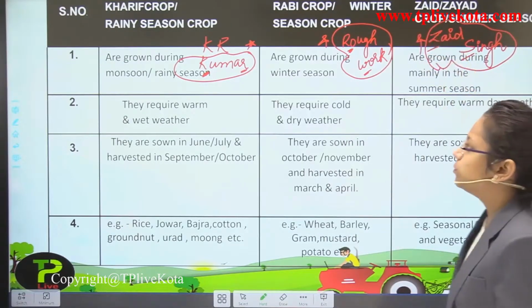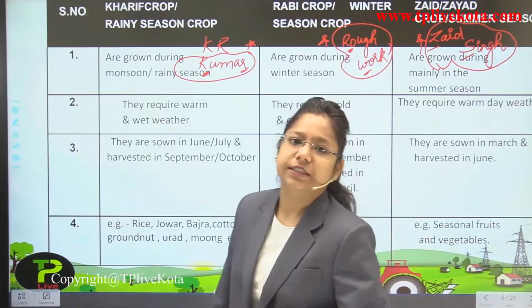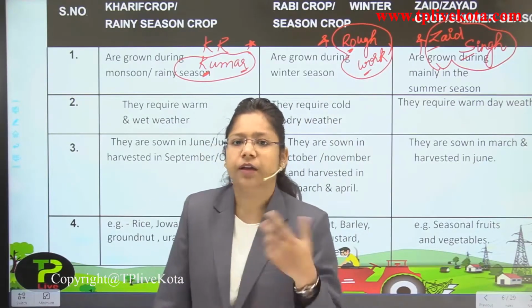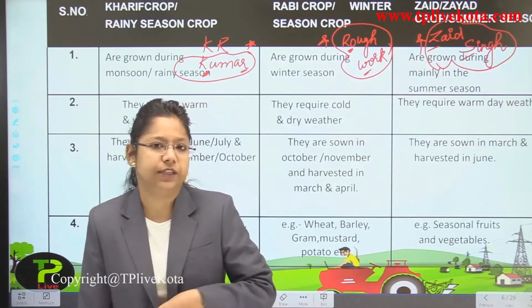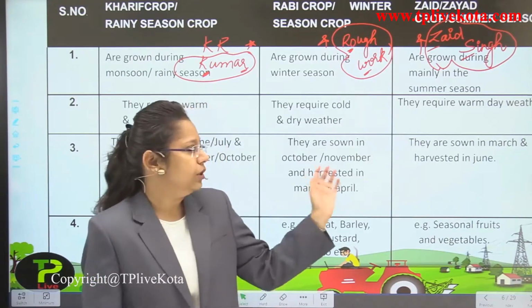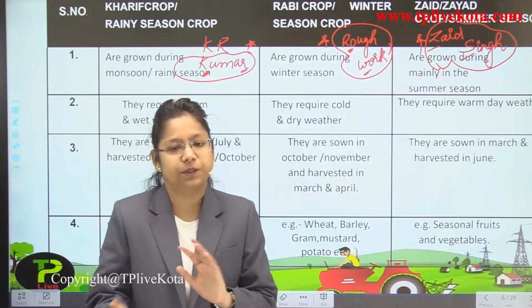So these are the small tricks which you can learn during this chapter to remember each and everything, because some things are a little bit confusing and during exam time students may forget these things. So this is the small trick to learn the crops and the seasons.